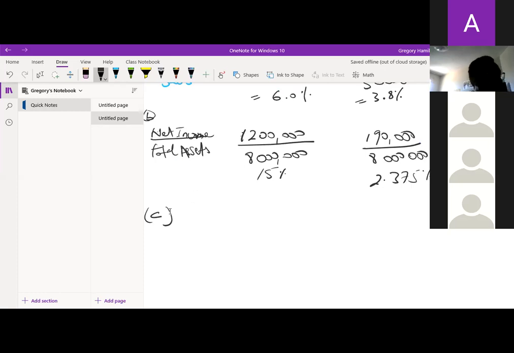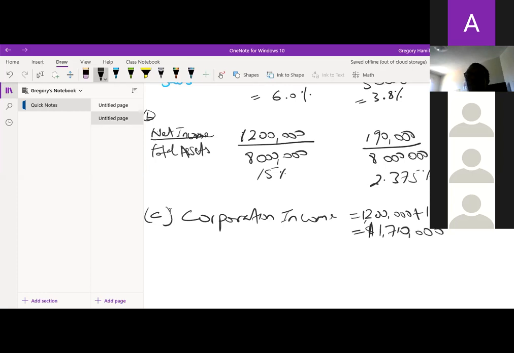So in C, it says compute the return on asset for the entire corporation. So we know what the total income is for the corporation. So we can say corporation income will equal the sum of all the income from the different subsidiaries. So it's 1.2 million plus 190 plus 320,000. So that means that the total income would be 1,710,000.